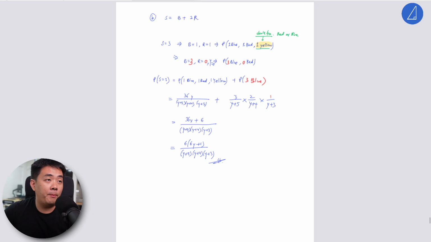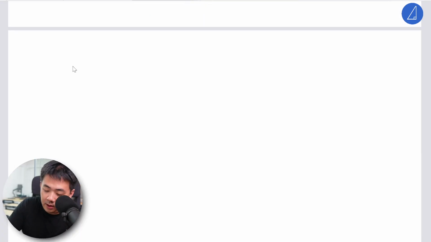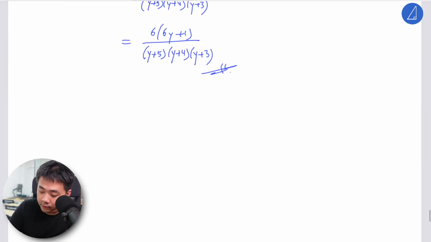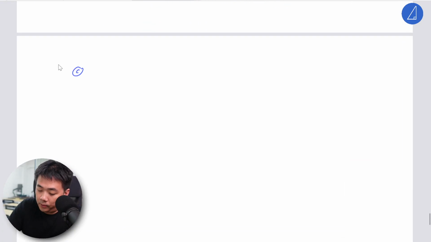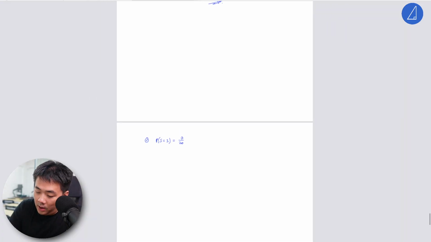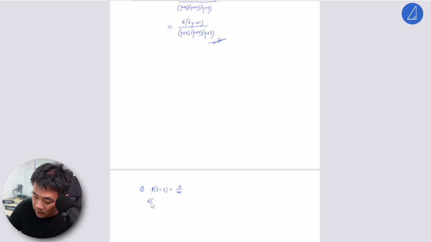Okay, that's B. For part C, I'll just use GC all the way. I think GC can do the heavy lifting for all of part C, because they never say without using GC. They didn't say that, right? Hopefully. So P(S equals 3) is equal to 7 over 20. So you can just put 6y plus 1 over y plus 5, y plus 4, y plus 3 equals to 7 over 20 here.